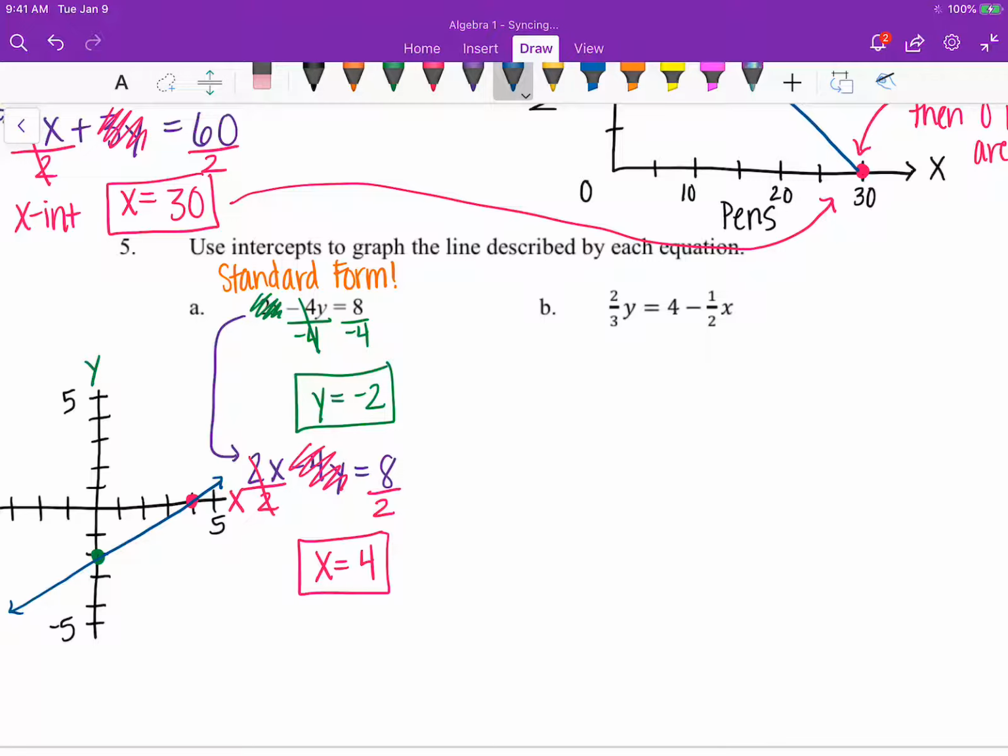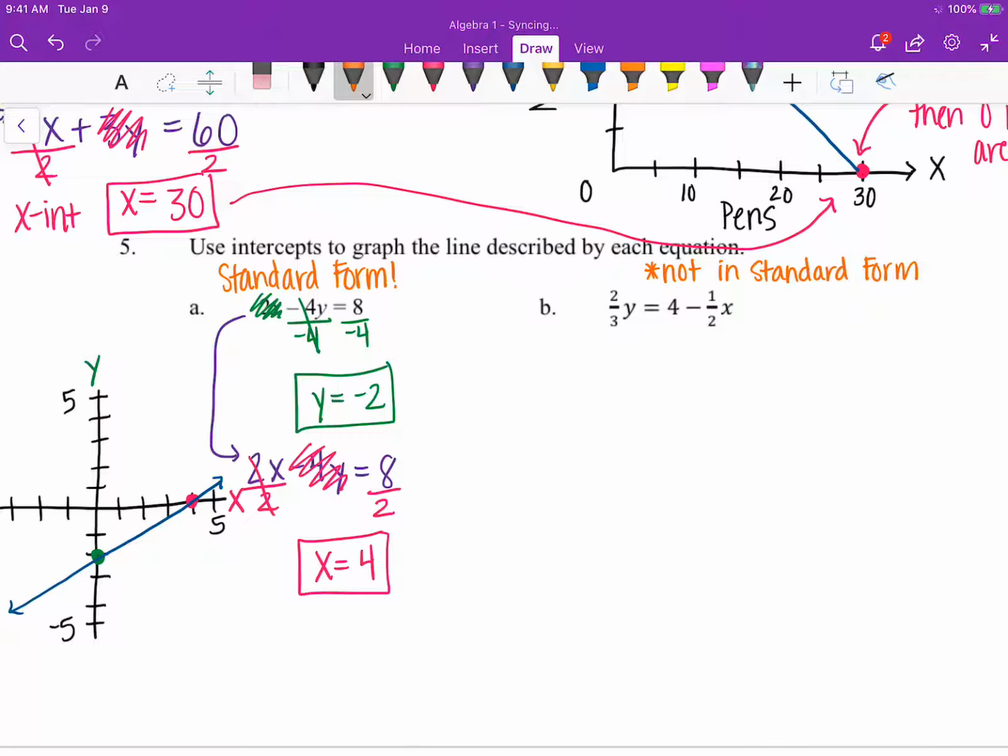Okay. After that, part B, we're going to do the same thing, except this one's a pain because it's not in standard form yet. So if it's not in standard form, you're going to get it in standard form. So I'm just going to make a note here that says not in standard form. Standard form just means the x piece and the y piece are both on the same side. And I like them on the left-hand side just because that's the way we typically see that.